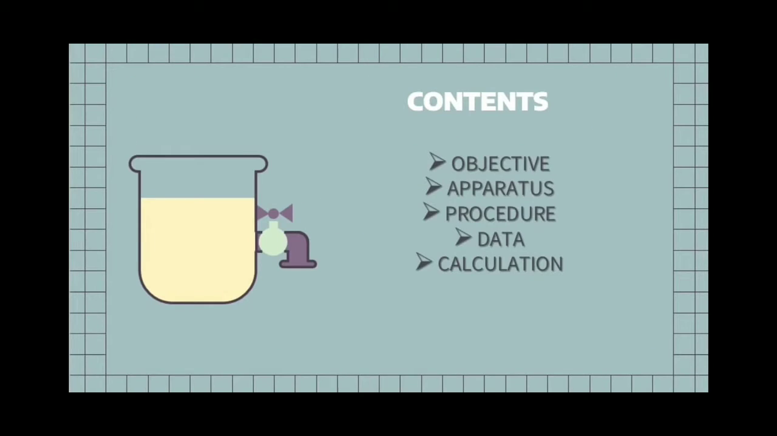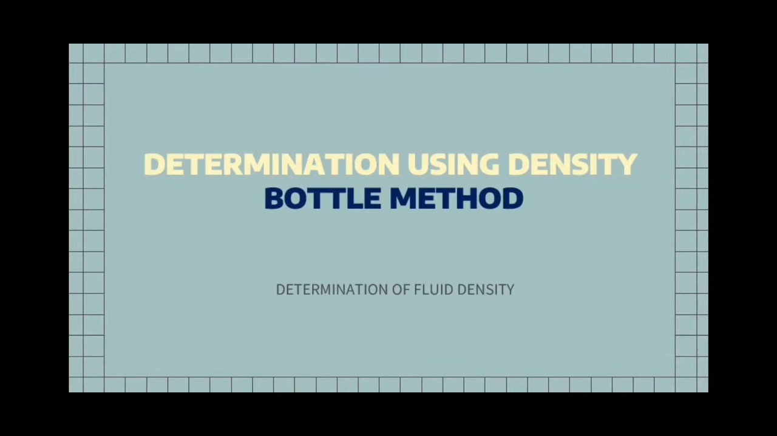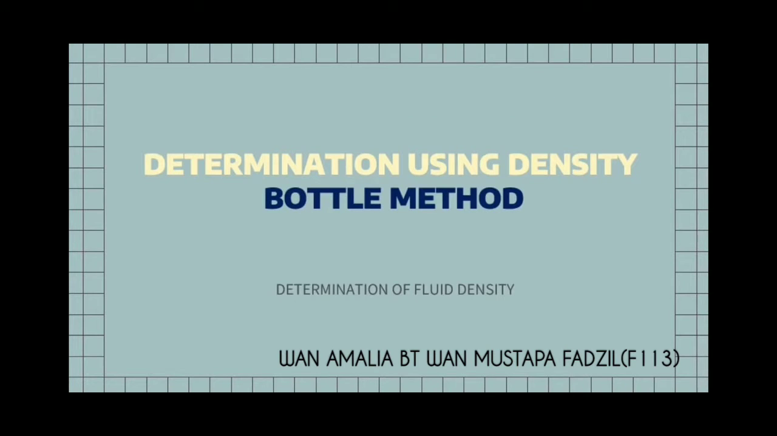So today we will explain about fluid characteristics in three methods. The content that we have is objective, apparatus, procedure, data, and calculation. Now I will explain the first method, which is determination using the density bottle method.